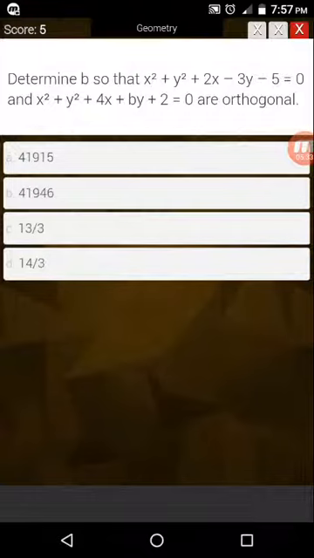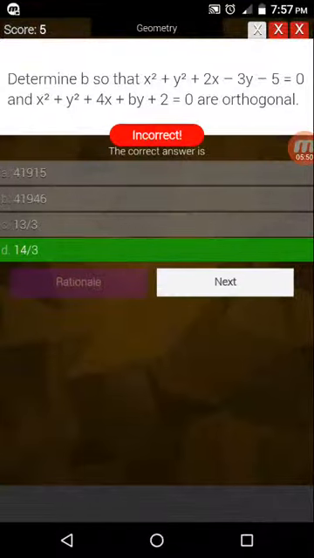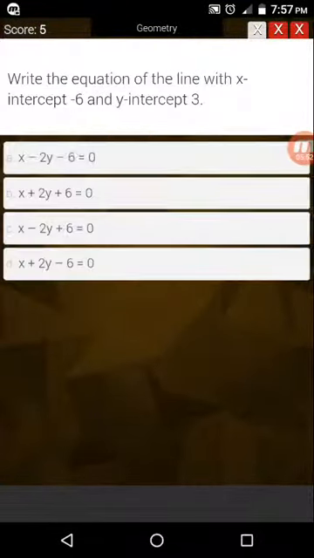Determine b so that x squared plus y squared plus 2x minus 3y plus 5 is equal to 0, and x squared plus y squared plus 4x plus by plus 2 is equal to 0 are orthogonal. The correct answer is 14/3. Write the equation of the line with x-intercept -6 and y-intercept 3.